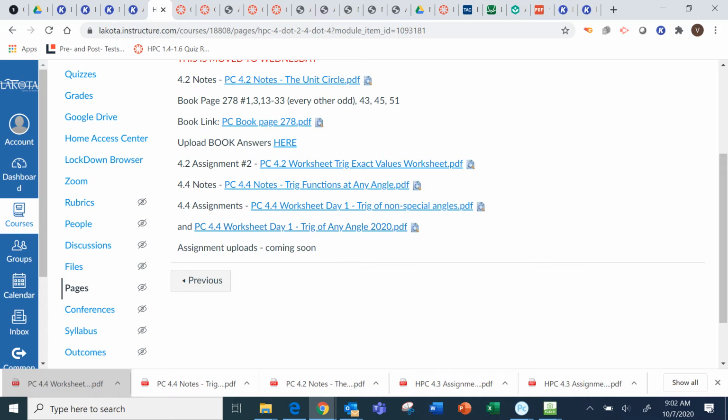Yes, there's 2 4-4 assignments and 2 4-2 assignments, right? Yes. So there's 4 total. I could have made it 1 and just made the assignment like 4 pages long, but it's just how I had them saved. They're saved into different things.